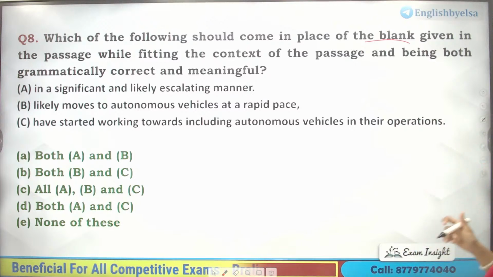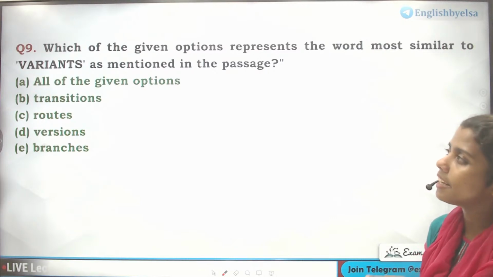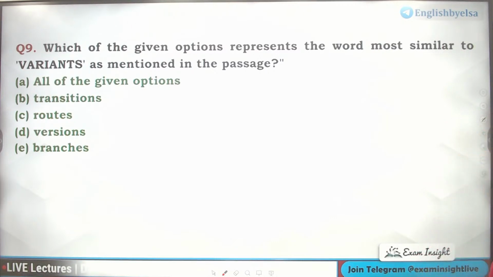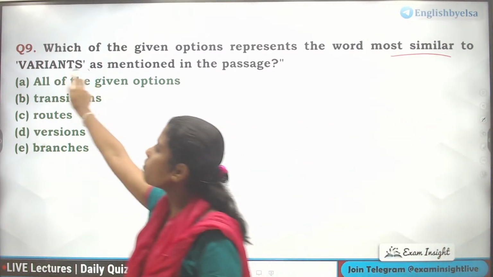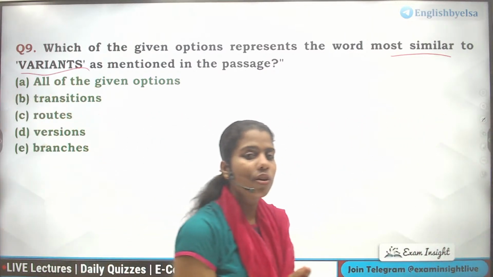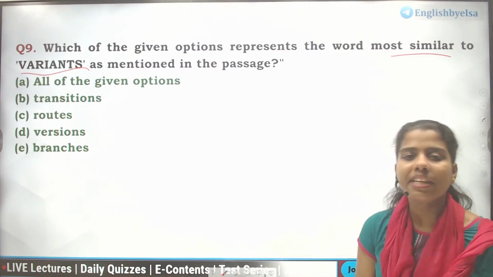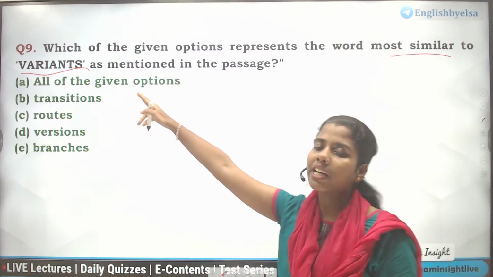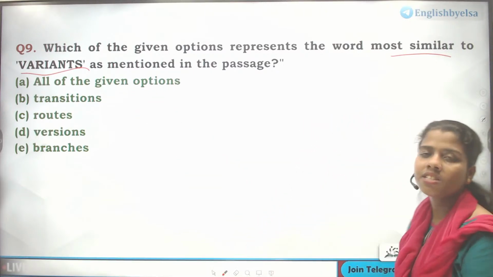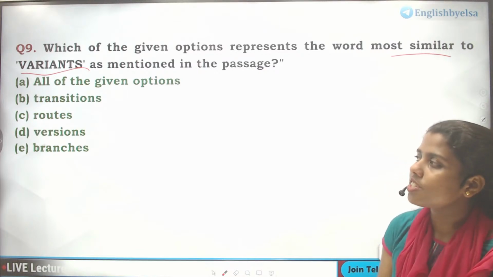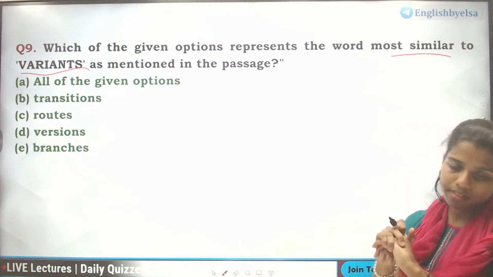Obviously, with the passage we have to do it. We cannot do it at the beginning. Next is, represent the most similar synonym of variance. The word is variance and we have to find out the synonym. You can do this question before even reading the passage, if you know the meaning of the word. Variance means what? If you know, you can answer this. Transitions, roots, versions, branches. What do you mean by variance?